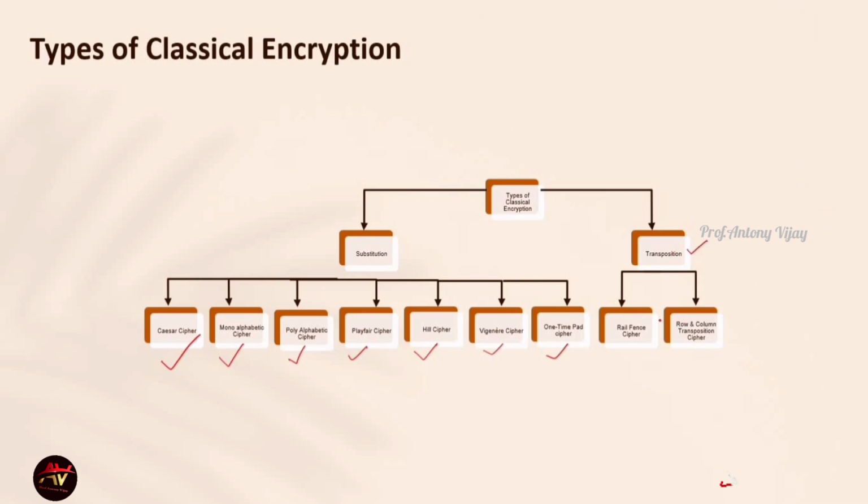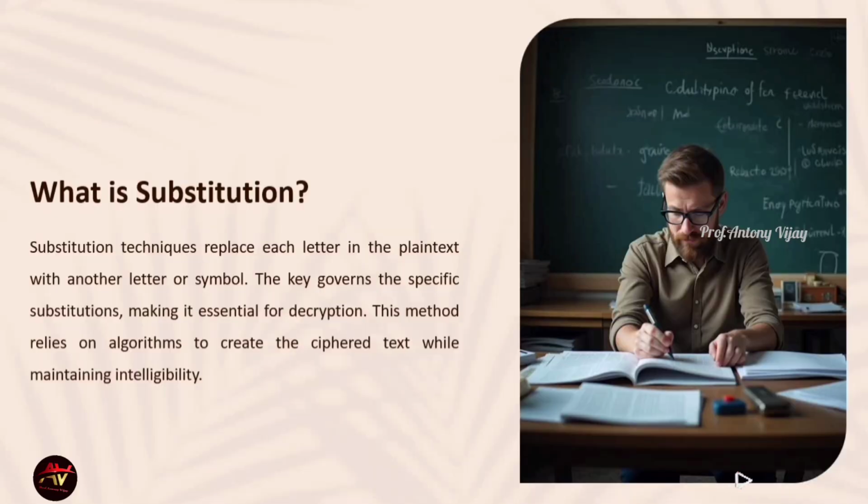Under transposition technique, we are dealing with two different techniques: the rail fence cipher, and the other one is the row and column transposition cipher. So let's see one by one. First, we will see about the substitution techniques one by one. Let's see what substitution is. Substitution technique is like giving every letter a secret identity. Each character in the message is replaced with another using a fixed rule or key. From Caesar's ancient shift to complex Playfair ciphers, it is all about hiding patterns.